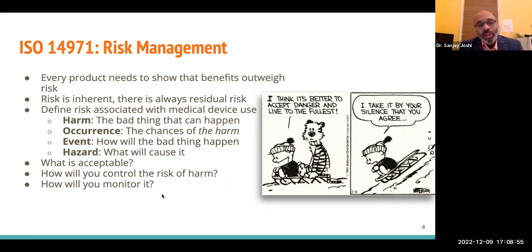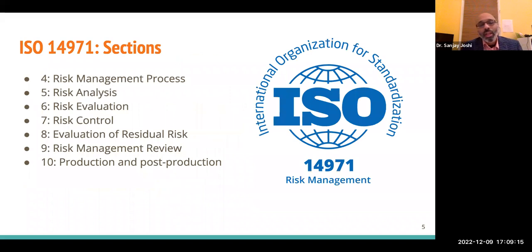For your product, you need to say what is acceptable. Yes, it's completely up to you to say what is acceptable. Of course, there are guidelines on how to do it. You have to document how you will control the risk of the harm. And once you have made, designed, manufactured, shipped, sold the product, how will you monitor the risk that comes from your device? So there are 7 sections in the standard that walk you through different phases, and we are going to look at each of them.